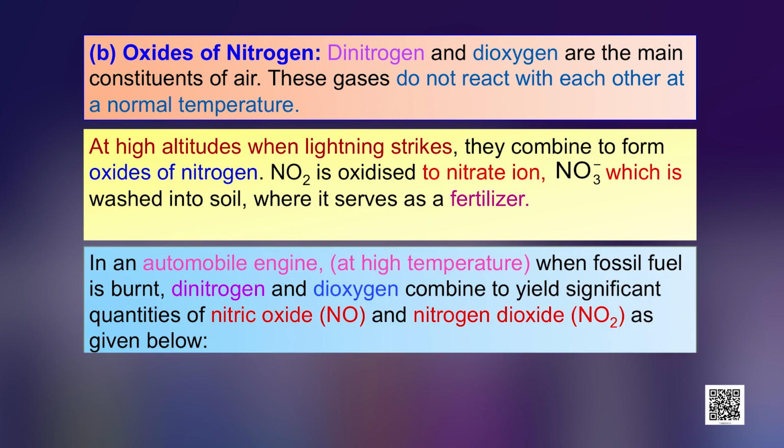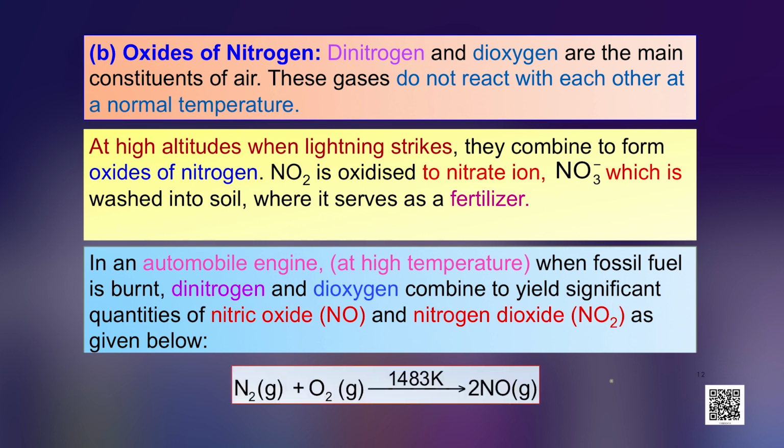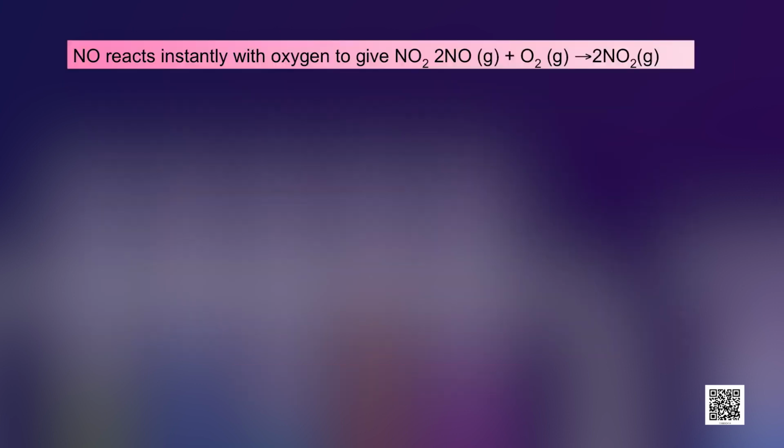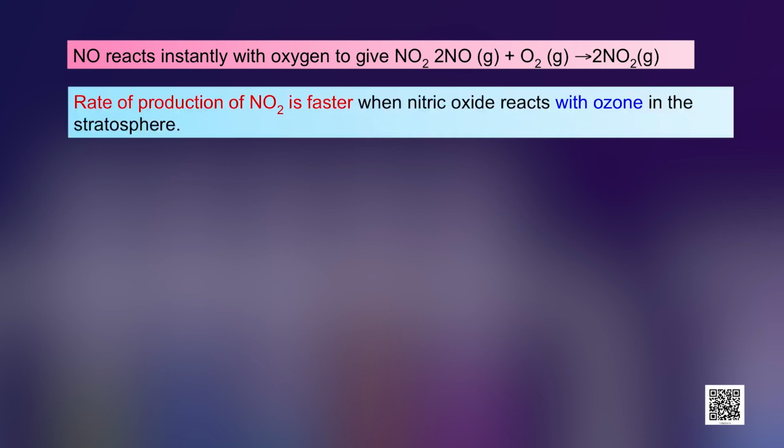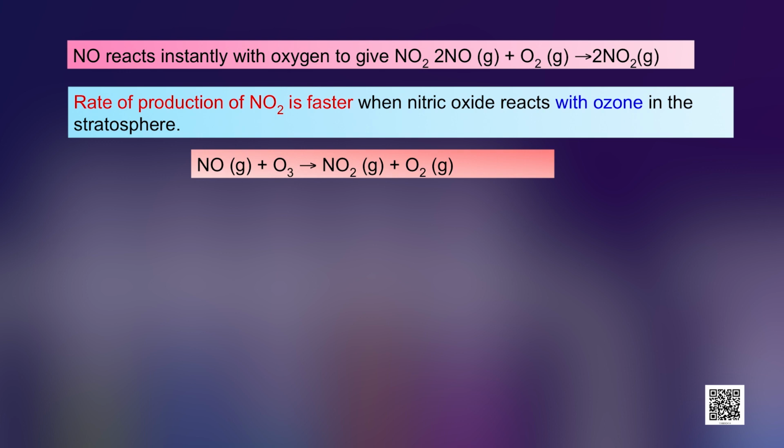In an automobile engine at high temperature, mind it, when fossil fuels are burnt, the dinitrogen and dioxygen combine to yield significant quantities of nitric oxide, that is NO, and nitrogen dioxide NO2. This is shown here in the reaction. The NO reacts instantly with oxygen to again give nitrogen dioxide. So, see, NO2 is forming at a faster and faster rate. The rate of production of NO2 is faster when nitric oxide reacts with ozone in the stratosphere. Again you can see the reaction.